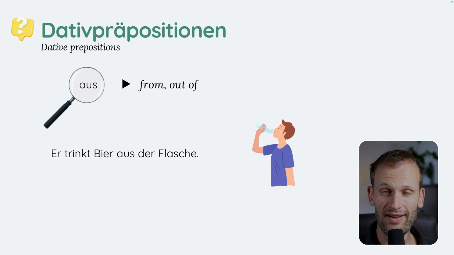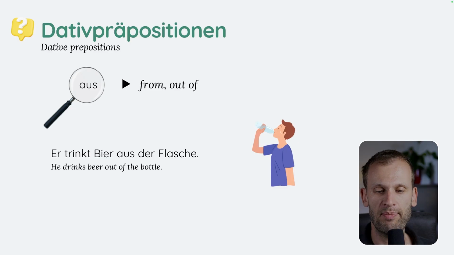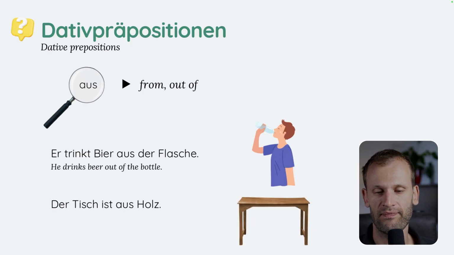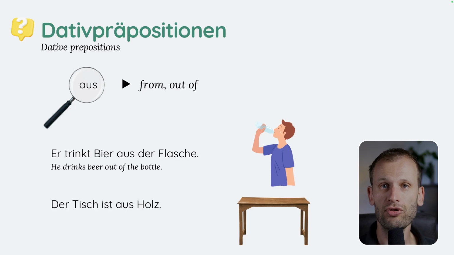Trinkt Bier aus der Flasche. So not using a glass, just using the bottle. Why not? He drinks beer out of the bottle. So die Flasche, again feminine, dative, gets an R. Aus der Flasche.